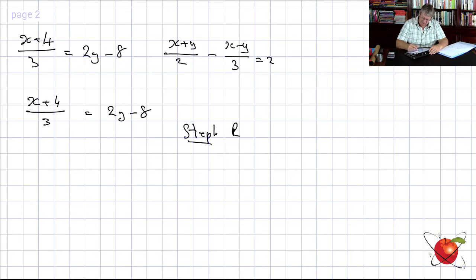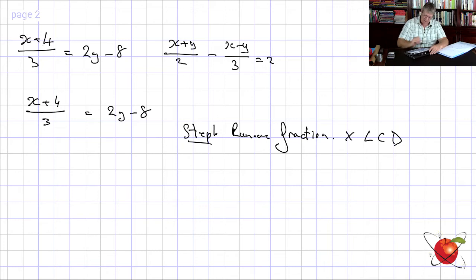Let's remove the fraction here. How do I do it? We times by LCD. That's what we do. So what do we say? Right, what's the LCD for this one? Remember, I'm just dealing with this one first.